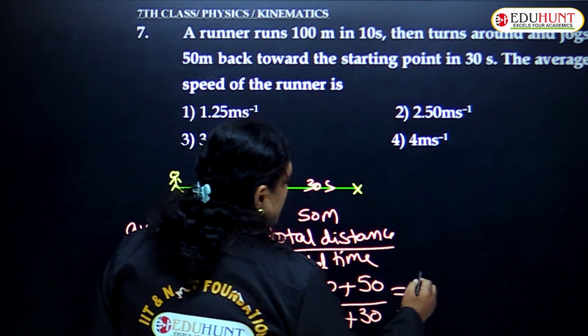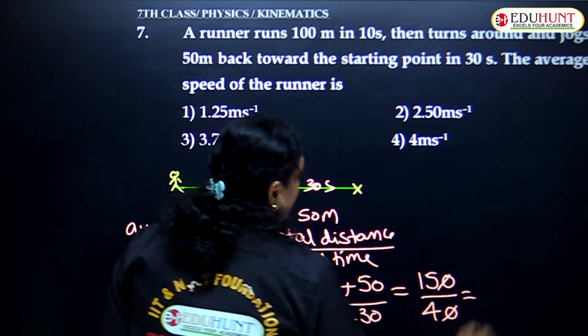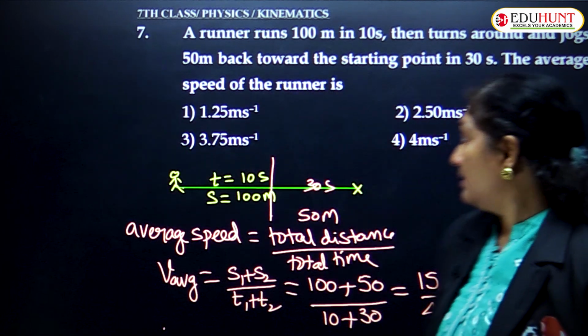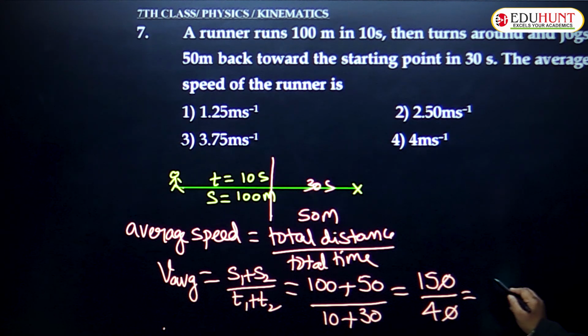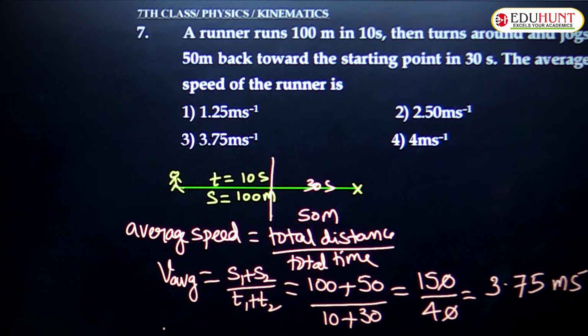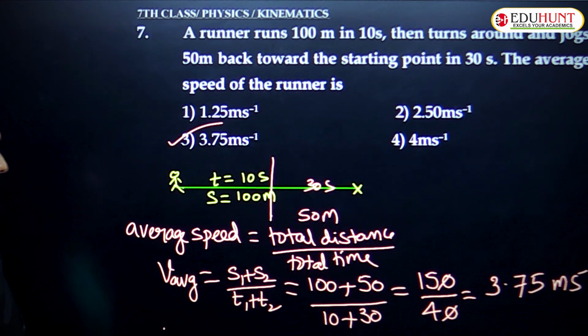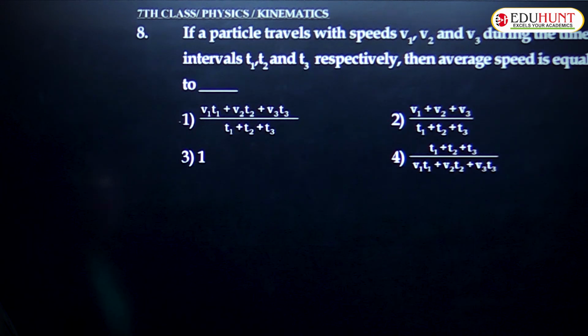So, how much is that equal to? 150 upon 40. 150 upon 40. And if you simplify this, how much are you getting, children? 4 3s are 12. It is 75. 3.75 meters per second. Hence, your correct answer would be option number 3. 150 upon 4 is 3.75. Okay, children. Moving to the next question.